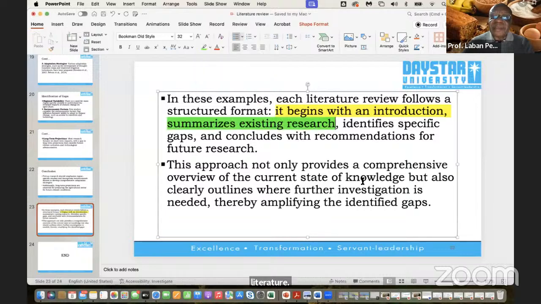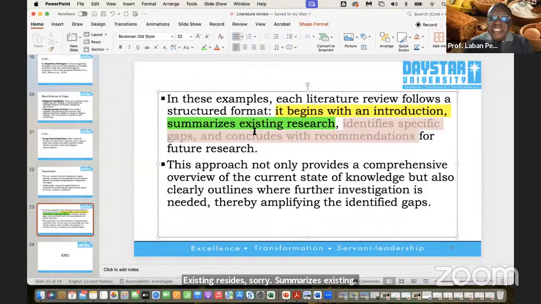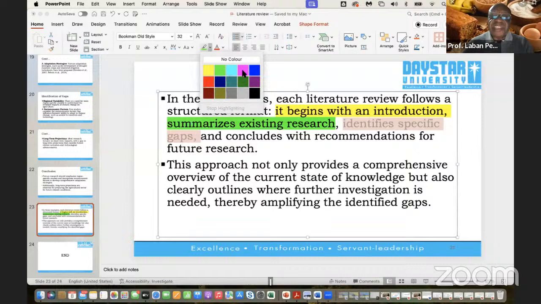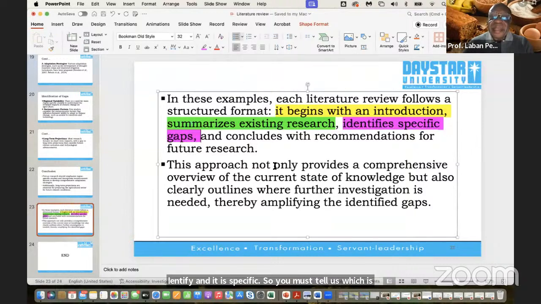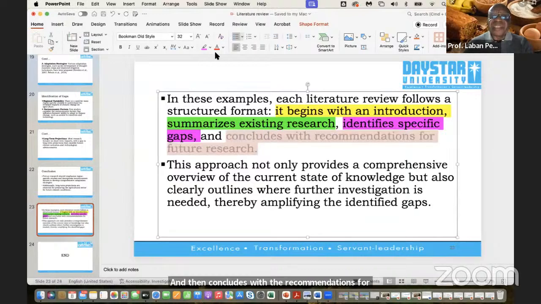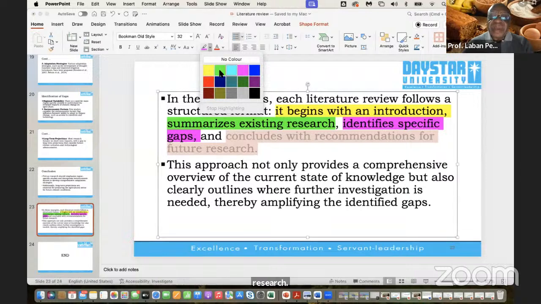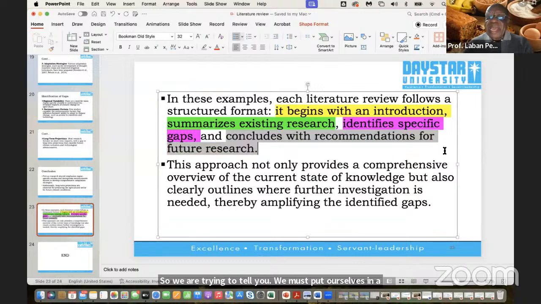Summarizes existing research. Identifies specific gaps. And it is specific, so you must tell us which is your gap. And then concludes with the recommendations for future research. So we are trying to tell you we must put ourselves in a situation where everybody's literature review chapter should have this format.